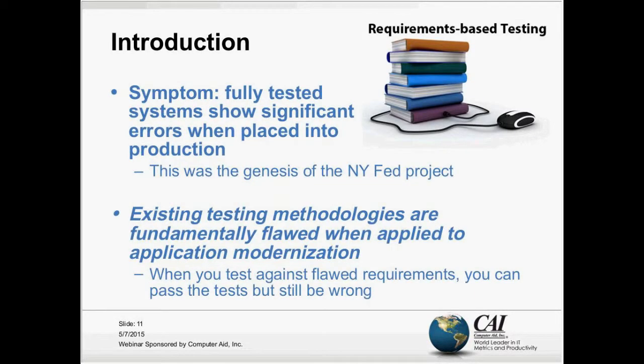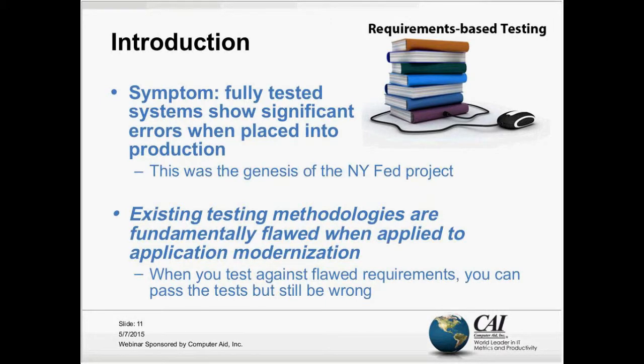How do you see the problems that result from requirements gathering failures? You won't see it until you actually go into production. You will go through the whole process. You will develop your system according to the requirements. But when you put it into production, you're going to find errors that never occurred in your testing. This was the genesis of the Federal Reserve project, which I'll be talking about in just a second.